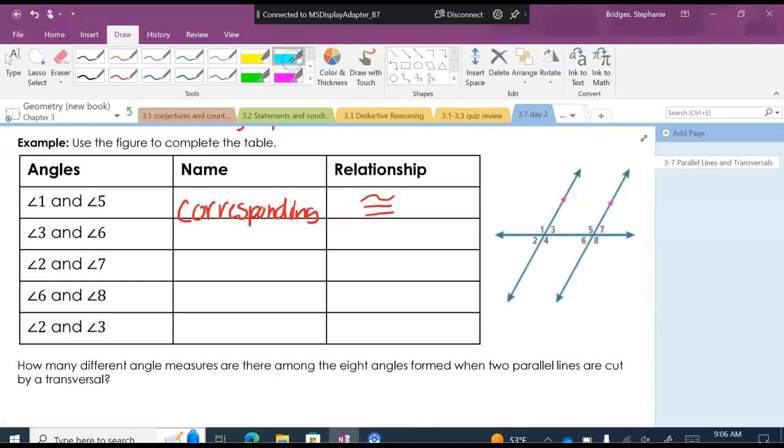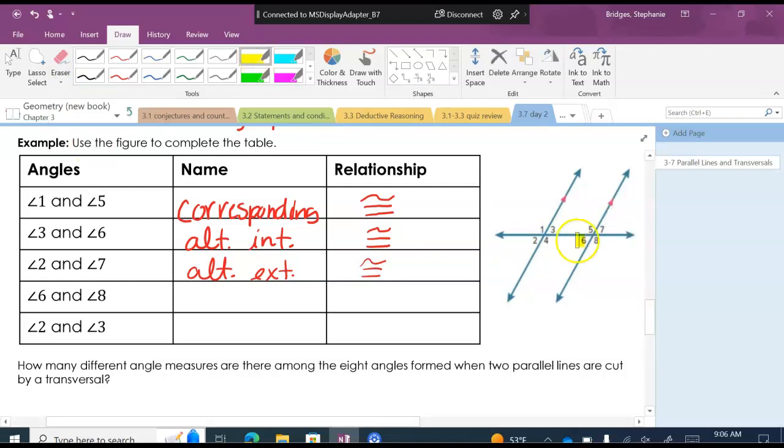All right, then we're going to take a look at 3 and 6. What do you think about 3 and 6? Alternate interior, yep. And what's their relationship? Congruent. All right, 2 and 7, what are those? Alternate exterior. And what is their relationship? Congruent.